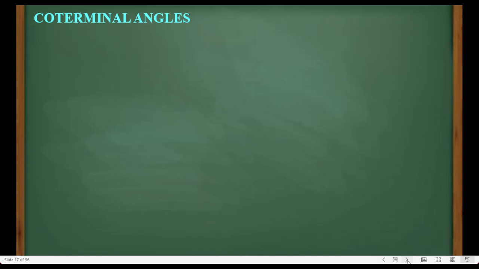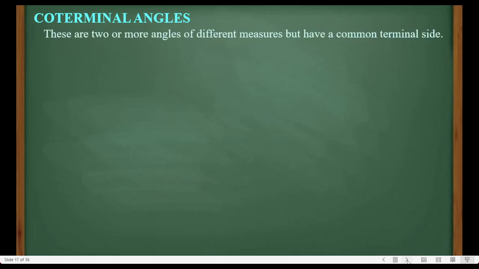Now, what about coterminal angles? Actually, this is what I'm going to discuss. This is the highlight of our topic in this lesson in this video. So, when we say coterminal angles, from the definition, these are two or more angles of different measures but have a common terminal side.